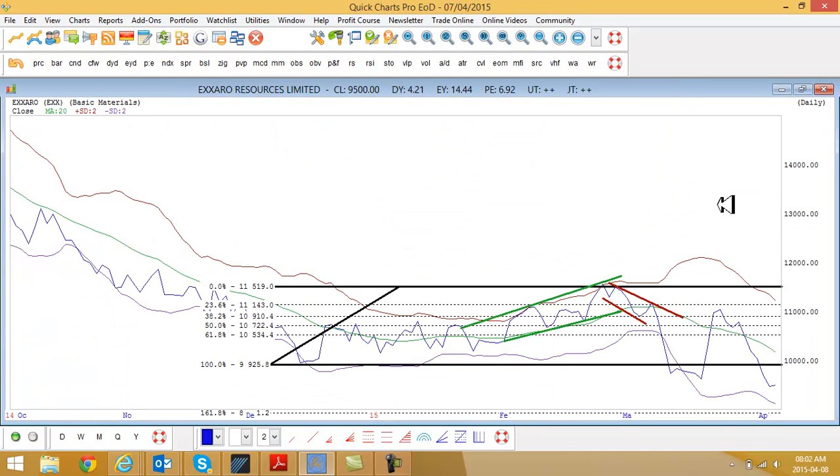Exxaro started to stabilize here, and you can actually go and draw this red line down here now in the big channel, indicating it's still in a movement down, but now it's at the bottom of that movement, and all eyes will be on this specific share as well to see if there could be a bit of a breakup happening from these levels of 95 Rand. It seems to be quite cheap at this moment.